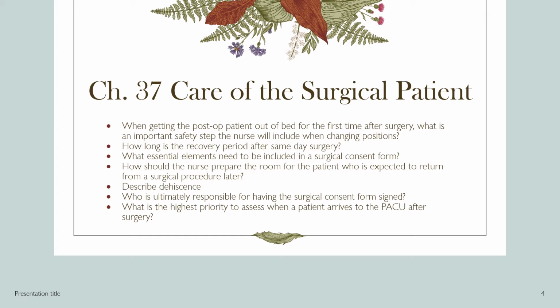What essential elements need to be included in a surgical consent form? So we can find that information back on page 753. We kind of went over that earlier, what needs to be on there. It needs to show the risks involved, the procedure to be performed, the time and date, and it needs to be signed in ink. Of course, it needs to have the patient's full name, their signature, fully correct spelling, and it is a legal form that needs no abbreviations.